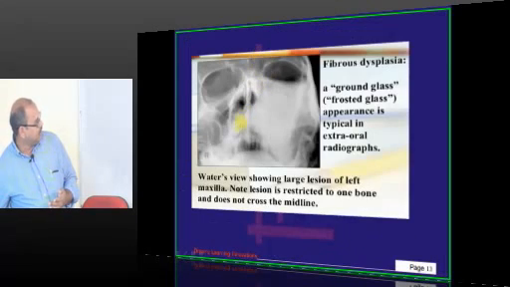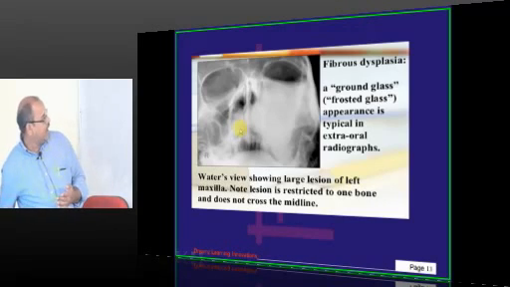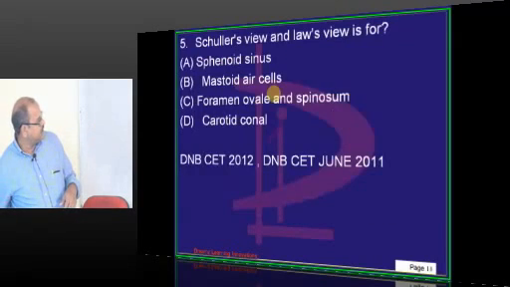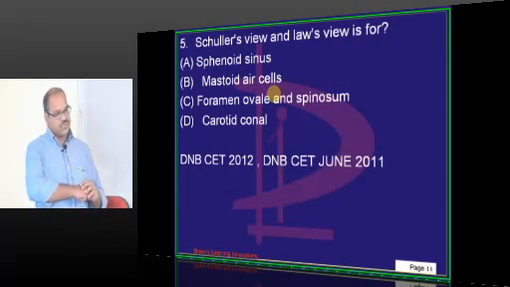The same thing here in a bigger picture. It's a Water's view, which shows the right side normal sinus, whereas the ground glass appearance of the maxillary sinus is here, or frosted glass, you can call frosted glass appearance in Water's view. This is the maxillary sinus.